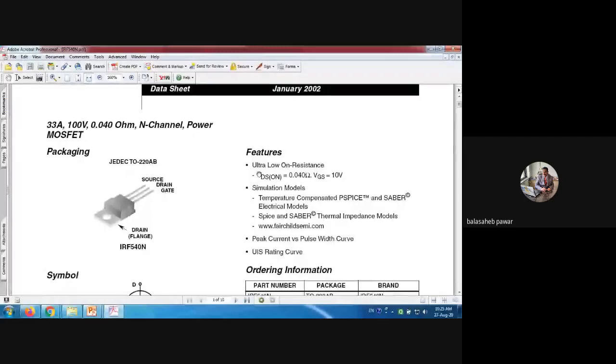The first one is mentioned as ultra low on resistance. That is, its RDS on is only 0.04 ohm. Are you getting it? Can you observe whatever I am showing? See, this RDS on is mentioned as 0.04 ohm. That means it is close to zero, we can say, in our language, right?